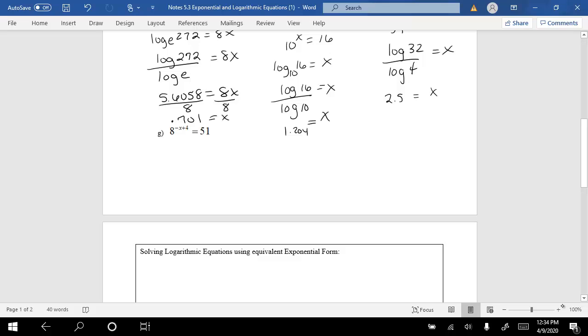Number 8. The number is raised to a power, so we're just going to write it as a logarithm. Log base 8 of the answer, 51, is given to my exponent, no matter what it is. And you just do change of base. Log of 51 divided by log of 8 is equal to negative x plus 4.